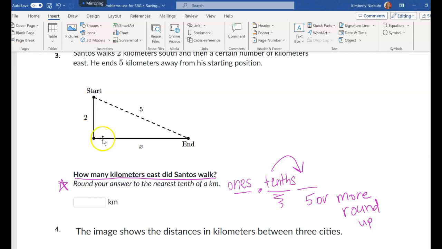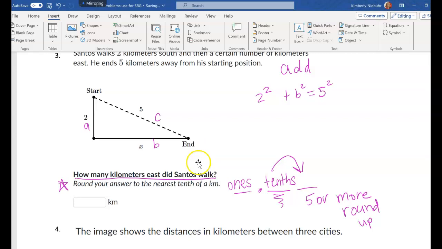Here's our picture. We do know what C is. So on here we're going to add. Okay, C is 5. I'll just say this is A and this is B. And we know side A is 2. So we're solving for B squared.